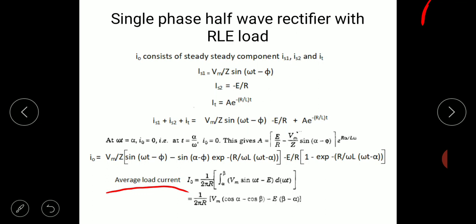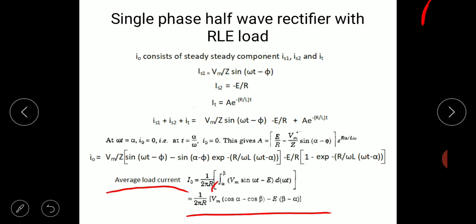So we integrate Vm sin omega t minus E between alpha and beta. Alpha and beta is the period in which current is available, and we divide it by the time period, and we divide it by resistance, then this becomes average load current. On integration, we come to this expression, this becomes average load current I naught.